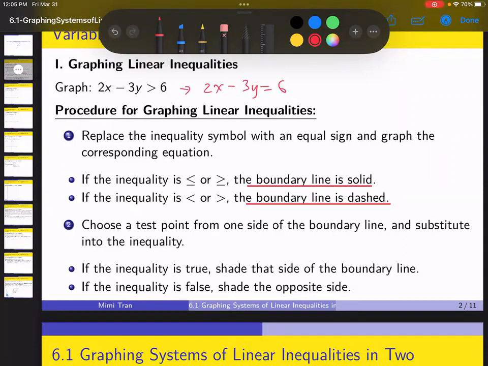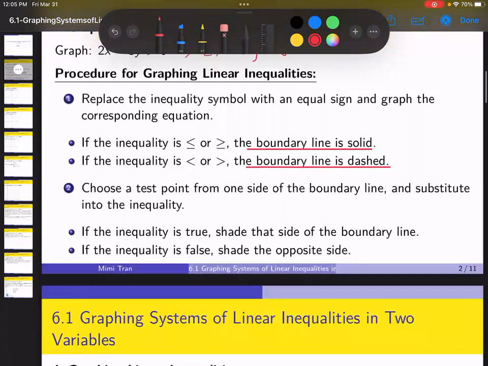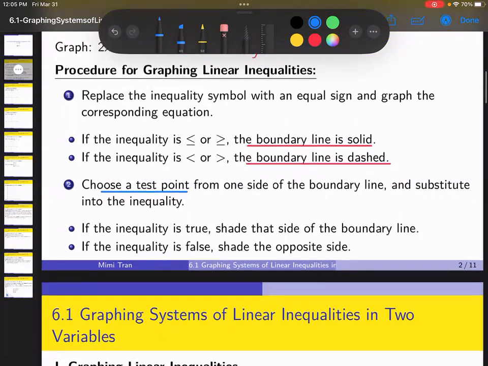Then once I have the line, I'm going to use a test point from one of the sides. My favorite test point is 0, 0. Now, if your line does not go through 0, 0, then pick that. If your line goes through 0, 0, then don't pick 0, 0, because it's going to be on the line. It's not helpful. My point is, pick a test point from one of the sides. Choose your side, it doesn't matter which side.